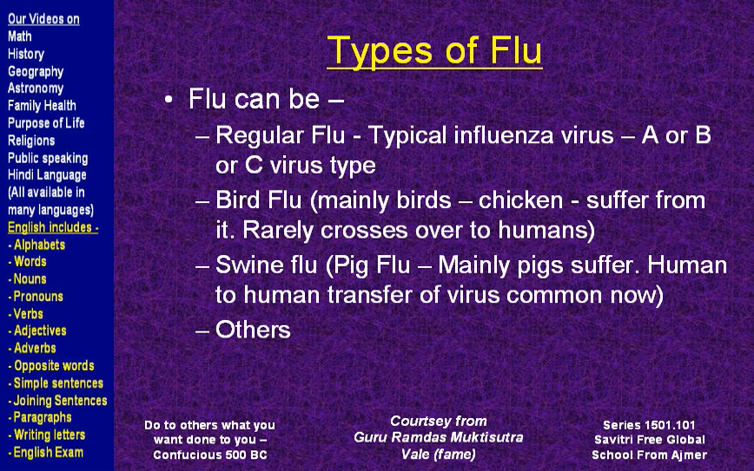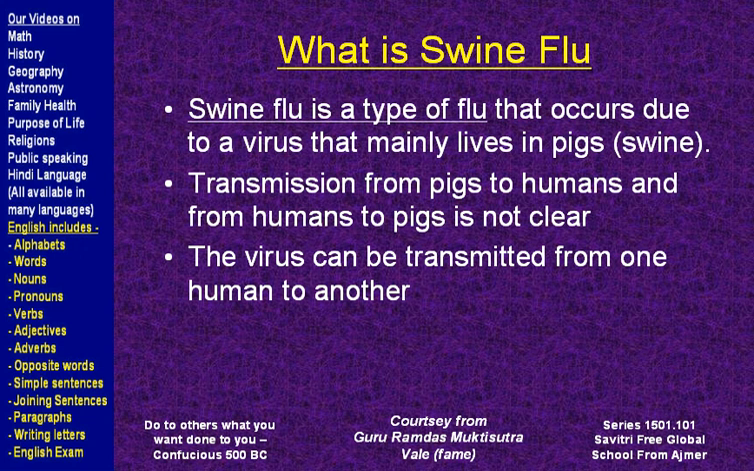The third type of flu that we will talk about in detail is swine flu. The word swine means pig, so it is also called pig flu. It mainly occurs in pigs. Once it occurs in humans, human to human transfer of virus has become very common. So to recapitulate, swine flu is a type of flu that occurs due to a virus that mainly lives in pigs or swine.